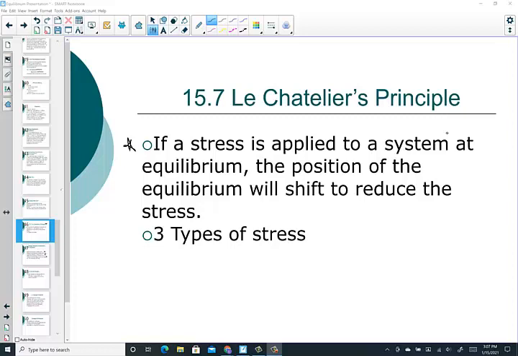Hi everyone, Mrs. Hanson here, looking at the next lesson in our chemical equilibrium chapter on Le Chatelier's principle. Now isn't that just a fun name to say, Le Chatelier's principle?